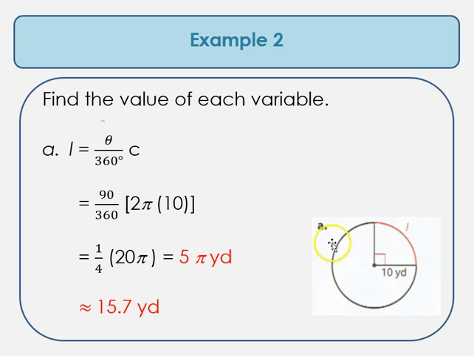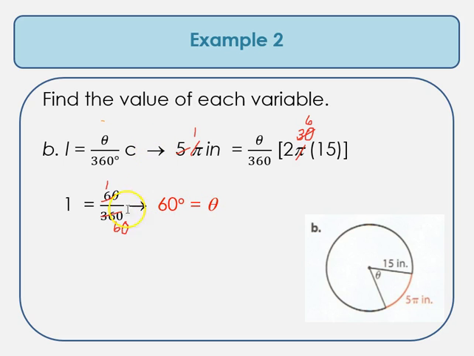We insert the 90 into where theta was, because we now know how many degrees. We insert the length of the radius, and 2 times 10 is 20, so we'll have 20 pi here. 90 and 360 reduced equals 1/4. 20 can be divided by 4 evenly, so 20 divided by 4 is 5, and we're left with 5 pi yards, or approximately 15.7 yards.